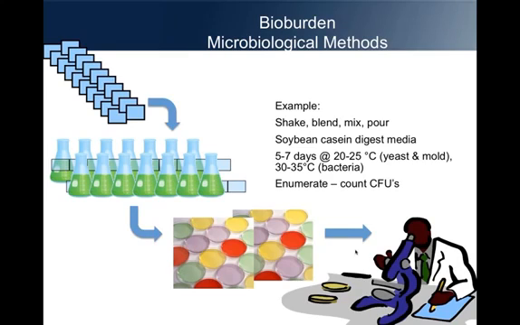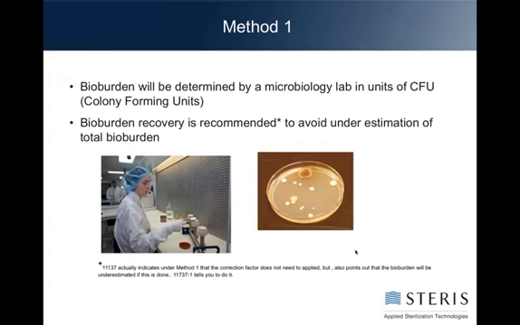There's your schematic from last week, just as a refresher, and so we can get a little color in the slides. You've got the product. You're going to put it in some kind of media, treat it in some way, shake it, blend it, and then extract that off onto plates of some sort so that you can incubate them and count how many colony-forming units are produced. Okay. Method 1, bioburden will be determined by the microbiology lab.